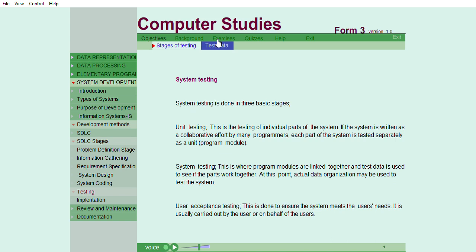If the system is written as a collaborative effort by many programmers, each part of the system is tested separately as a unit or program module. System testing. This is where program modules are linked together and test data is used to see if the parts work together. At this point, actual data organization may be used to test the system. User acceptance testing. This is done to ensure the system meets the user's needs. It is usually carried out by the user or on behalf of the users.